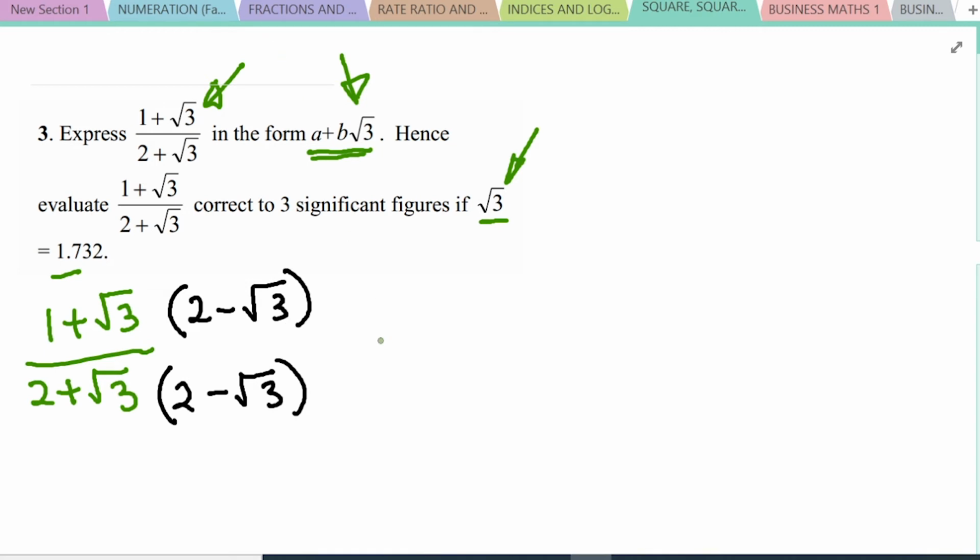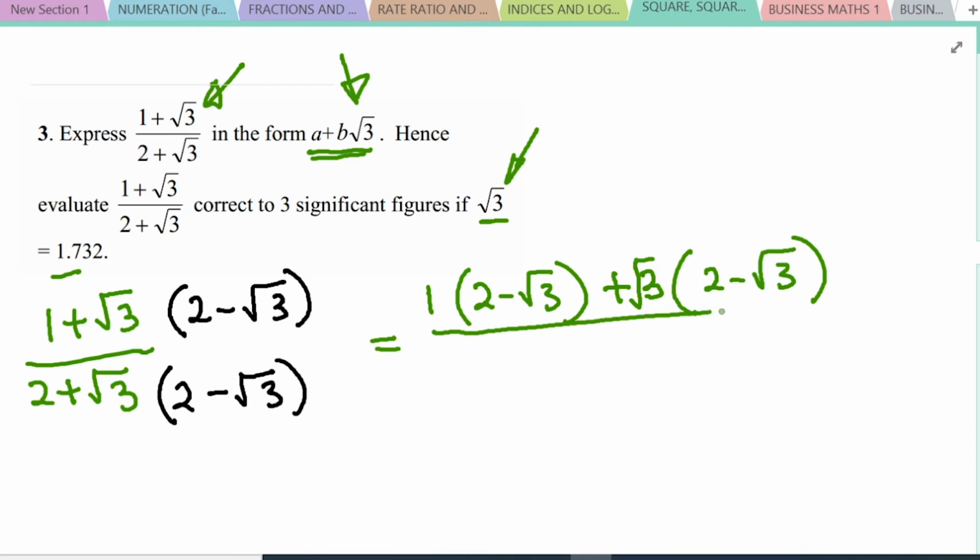So after doing that, of course, we're definitely going to multiply. Here we open brackets. This is 1 times this second bracket, which is 2 minus root of 3. Then this is plus root of 3 into 2 minus root of 3.